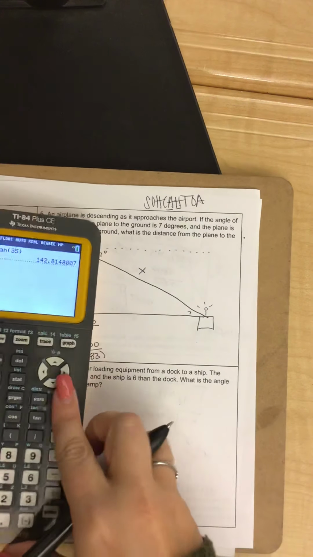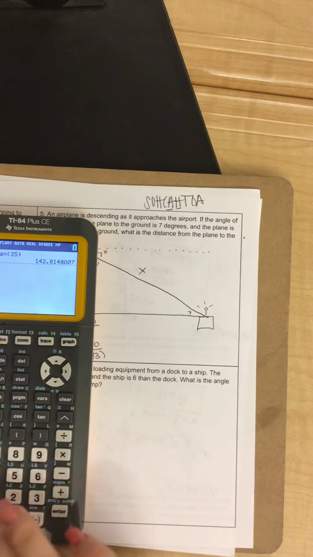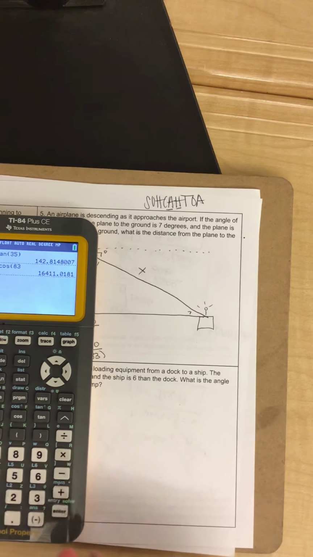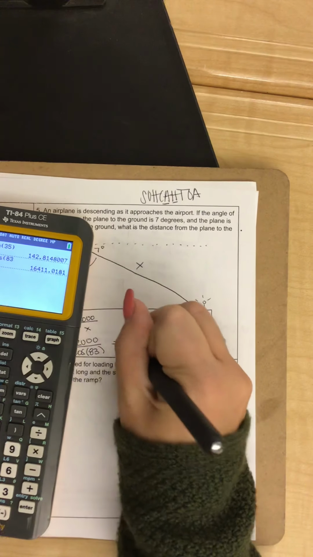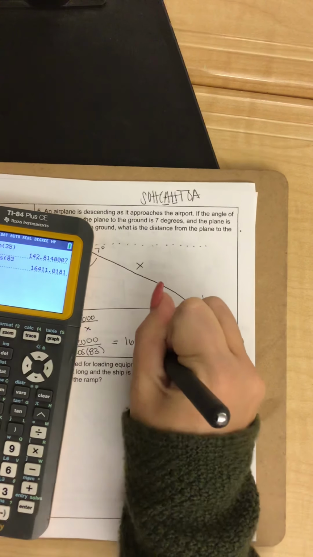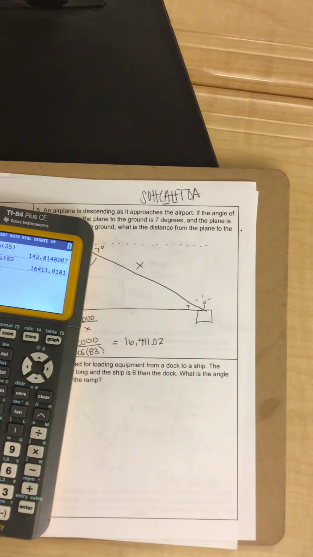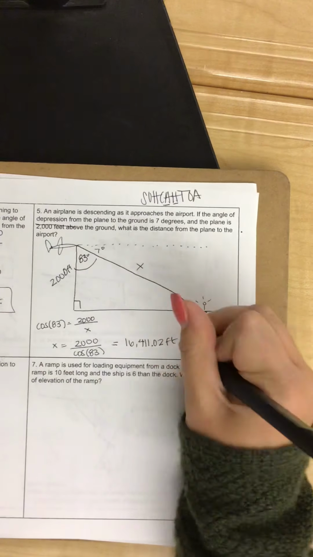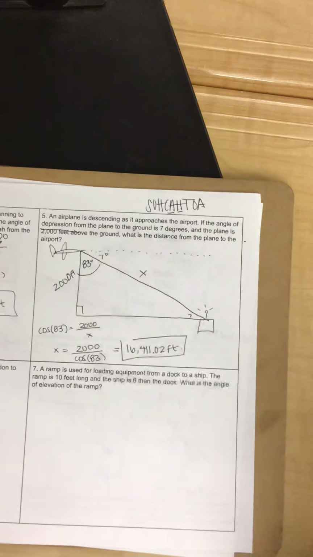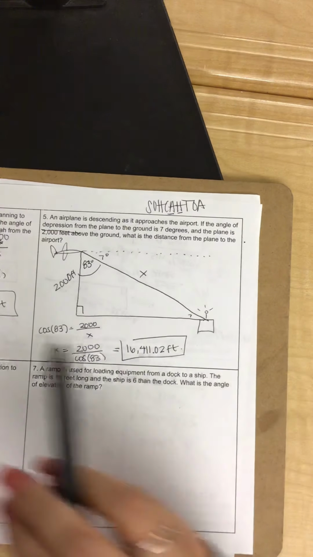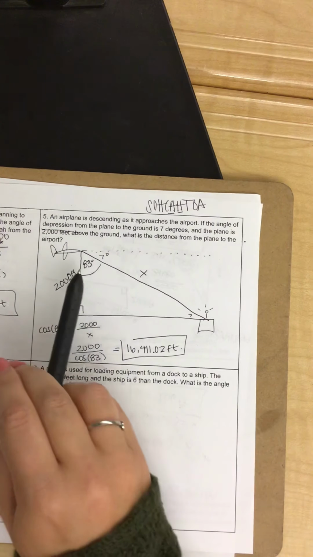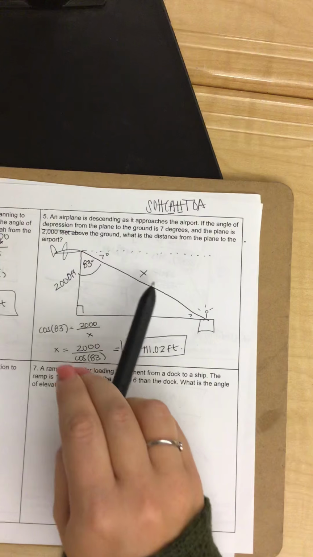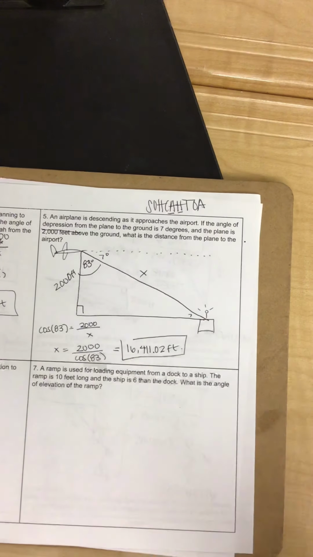That just goes in your calculator. 2,000 over cosine of 83. And you get 16,411.0, we'll go with 2 because we're rounding, feet. Okay. Now this might seem like a big number, but that should make sense to you. It's 2,000 feet above the ground, and it's only gone down at 7 degrees. So this is a very, very small angle here, so it's going to take a really long time to get to that airport.